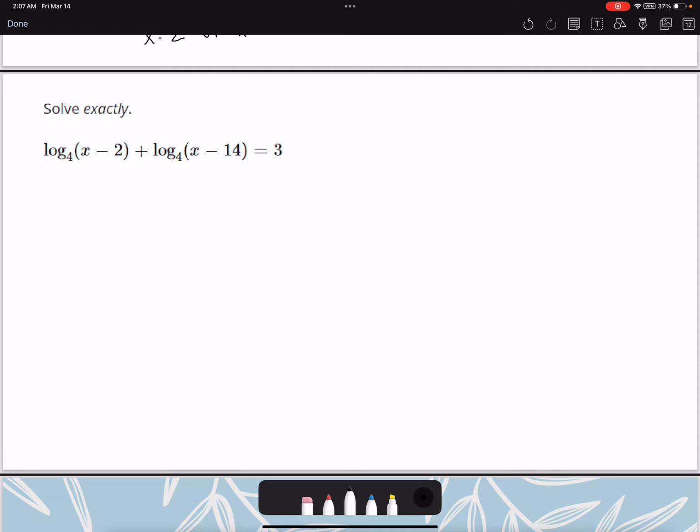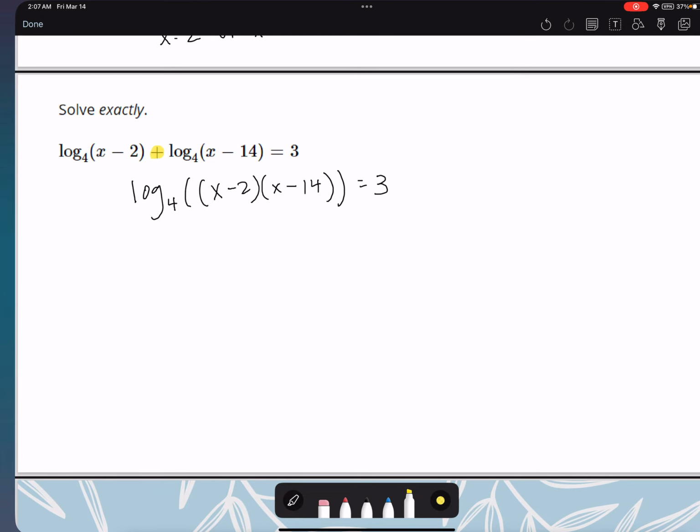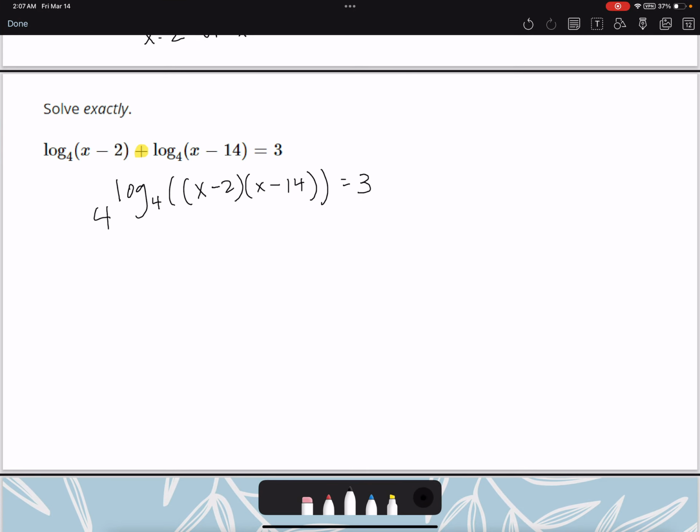Okay, so we have log base 4 of something plus log base 4 of something else. So we can put those together as a single log with multiplication. So it would be x minus 2 times x minus 14 equals 3. And then, well, I'll multiply those together first, because if it's log base 4, then we would want to raise each side. We would do 4 to the log base 4 of that equals 4 to the power of 3.